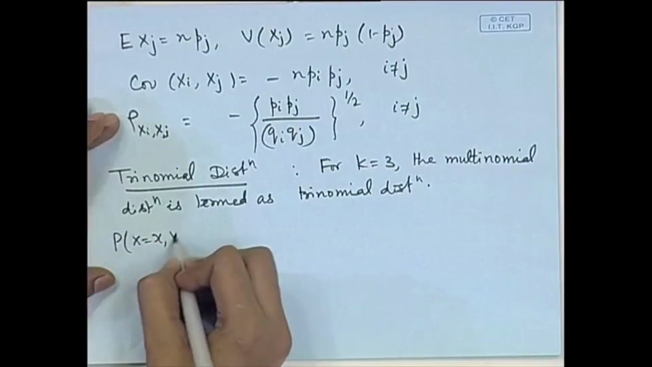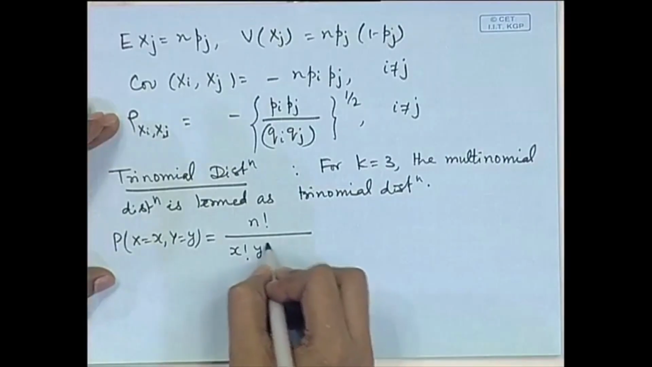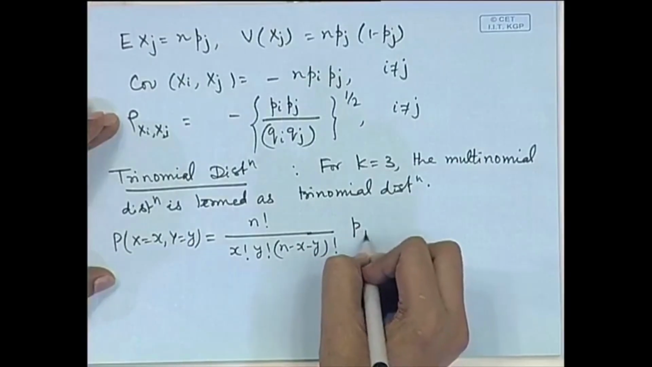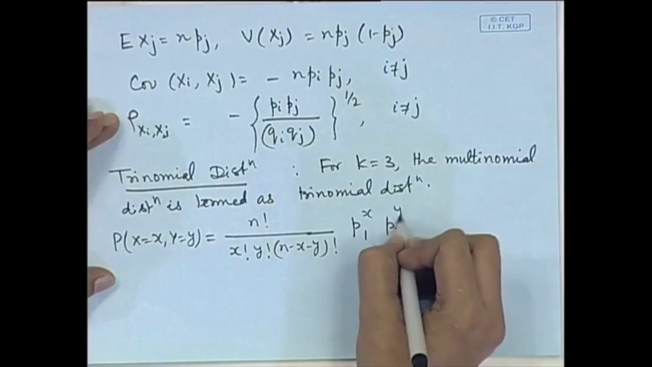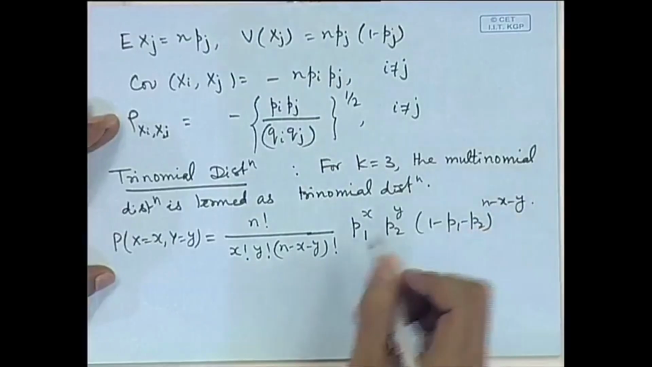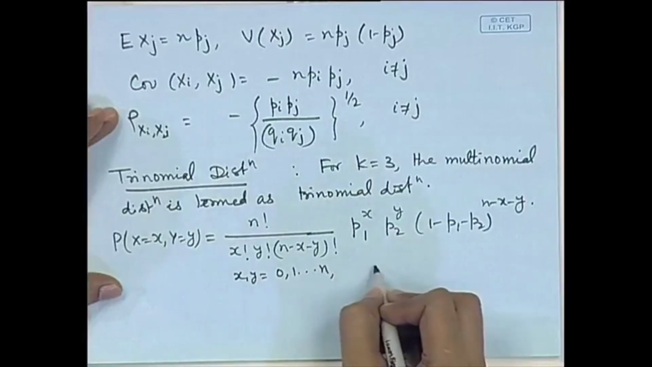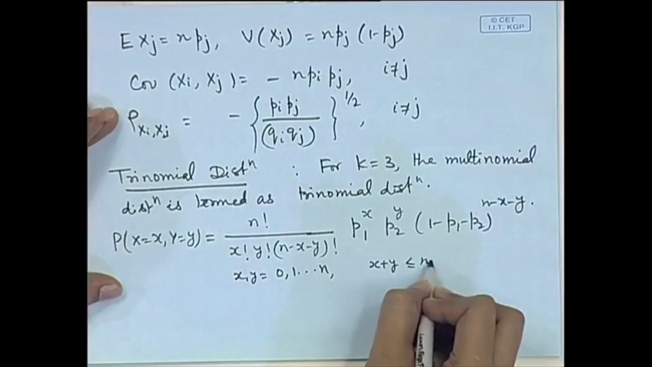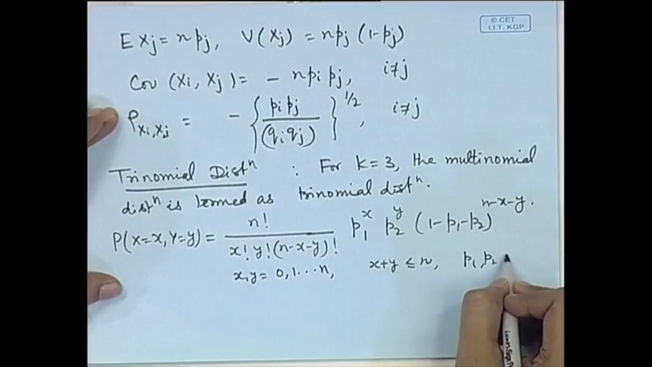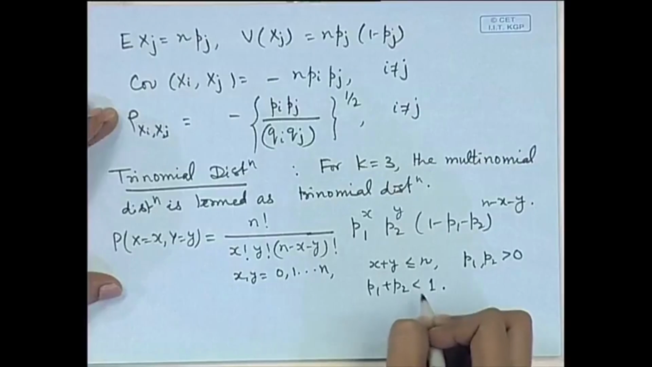If I say trinomial distribution, we can write the probability mass function as n factorial divided by x factorial y factorial (n minus x minus y) factorial, p1 to the power x, p2 to the power y, (1 minus p1 minus p2) to the power n minus x minus y. Here x and y can take values 0, 1 to n, subject to the condition that x plus y will be less than or equal to n, and of course, p1, p2 are greater than 0, subject to the condition that p1 plus p2 is less than or equal to 1.